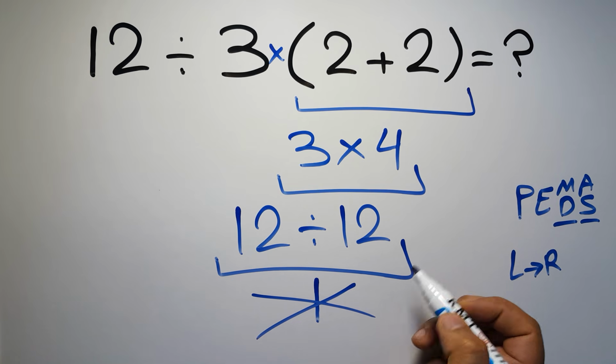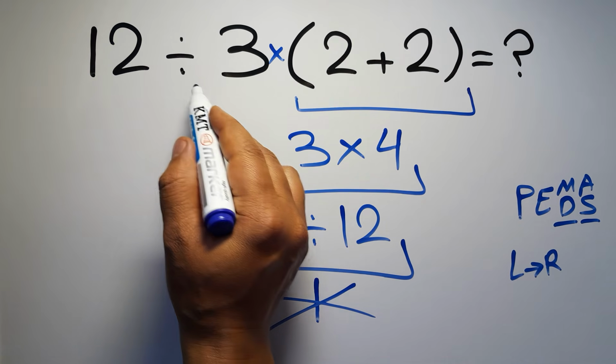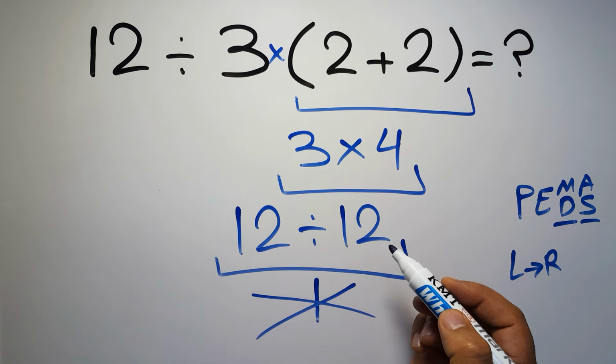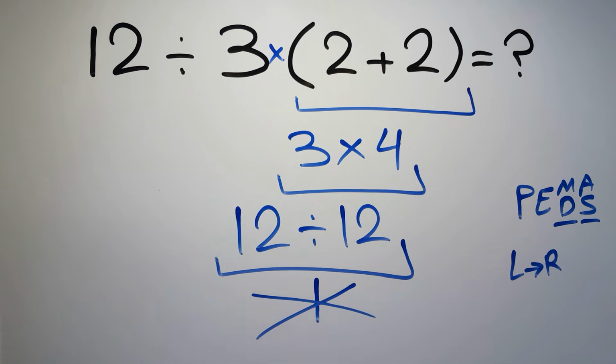Okay, so according to the PEMDAS, first we have to do this parentheses, then this division, and finally this multiplication. If we do this multiplication before this division, it is wrong.